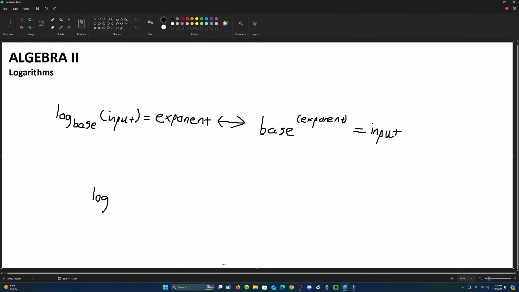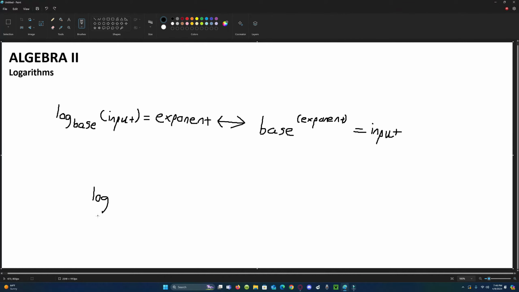And basically, from what we've learned, we can apply this to literally anything. Like log base 3 of 27 equals 3, because 3 cubed equals 27. Log base 7 of 49 equals 2, because 7 squared equals 49. But then there's also problems like this.